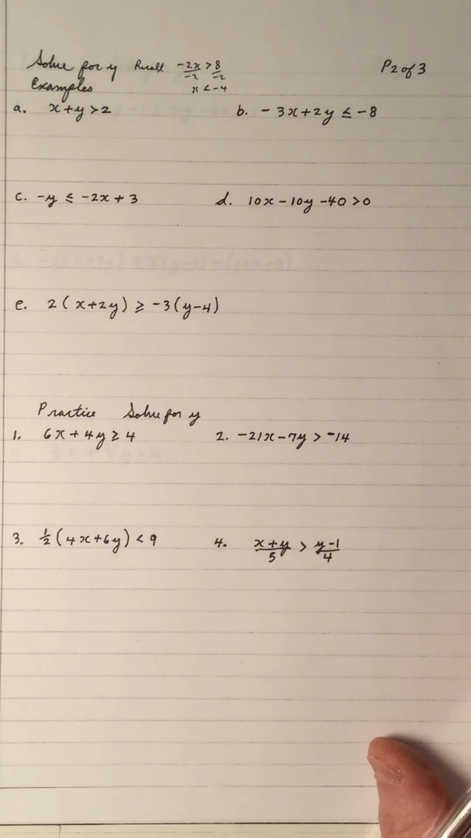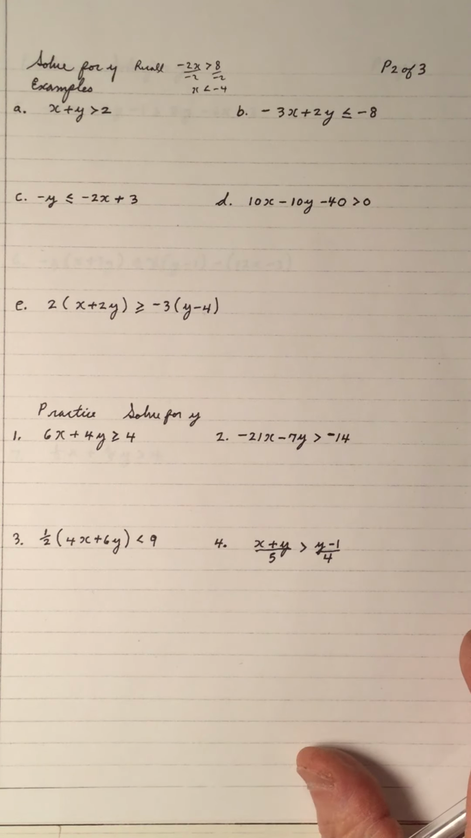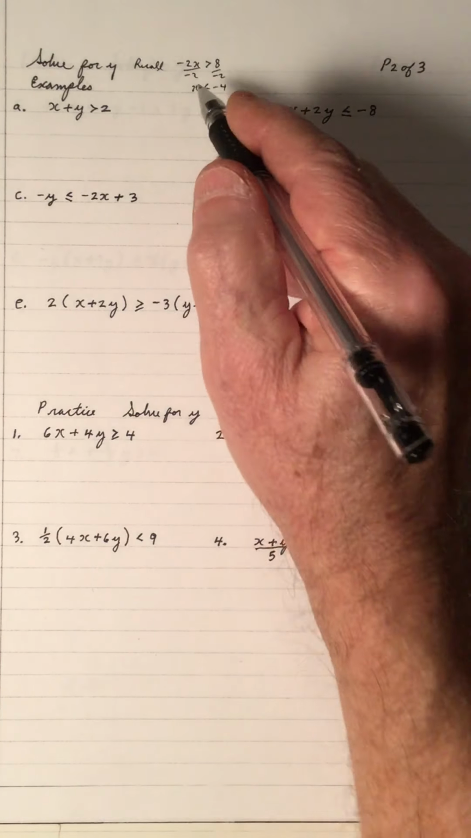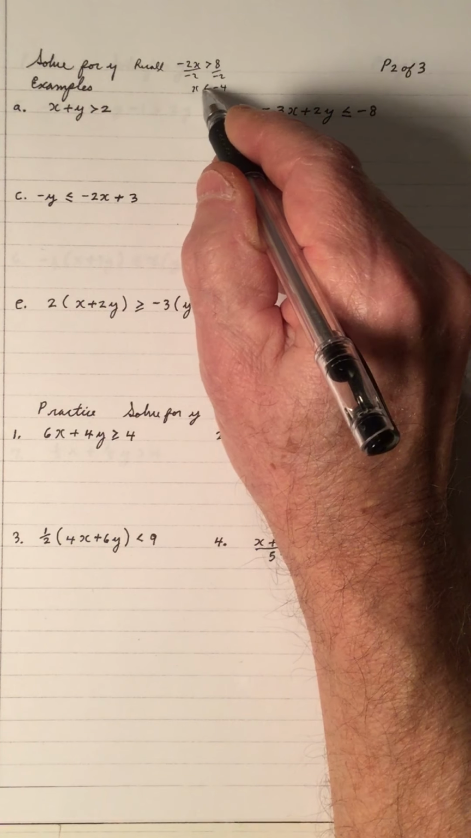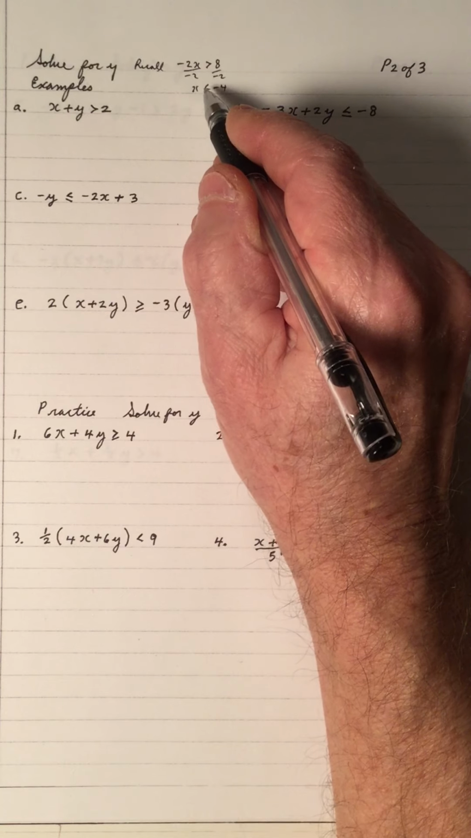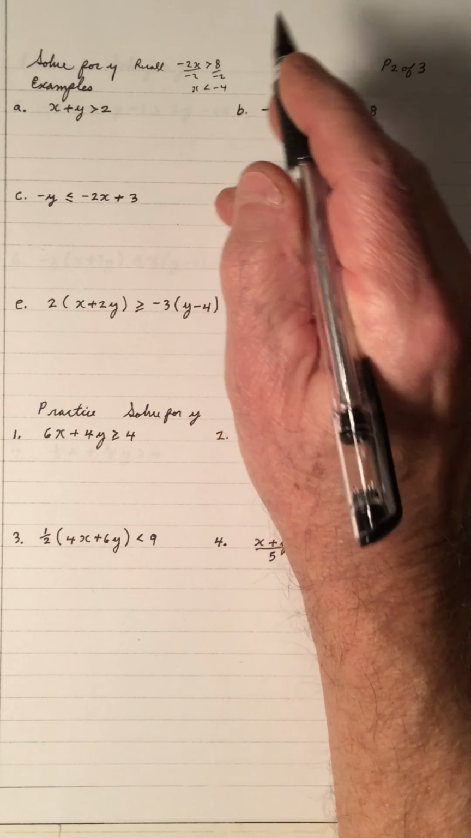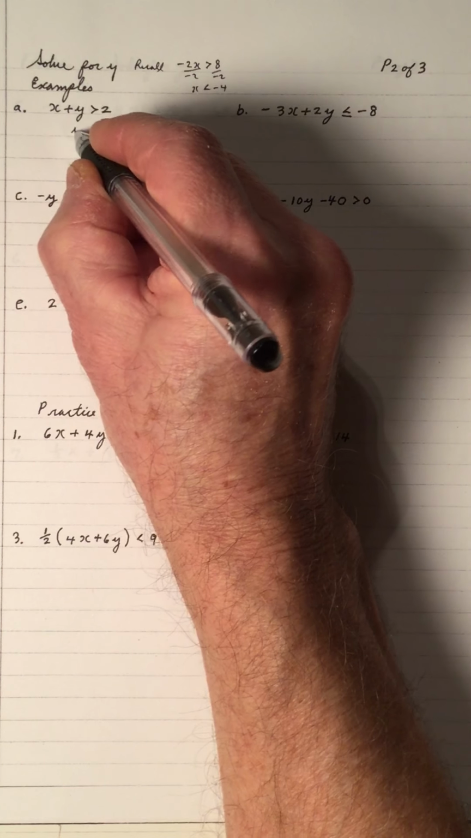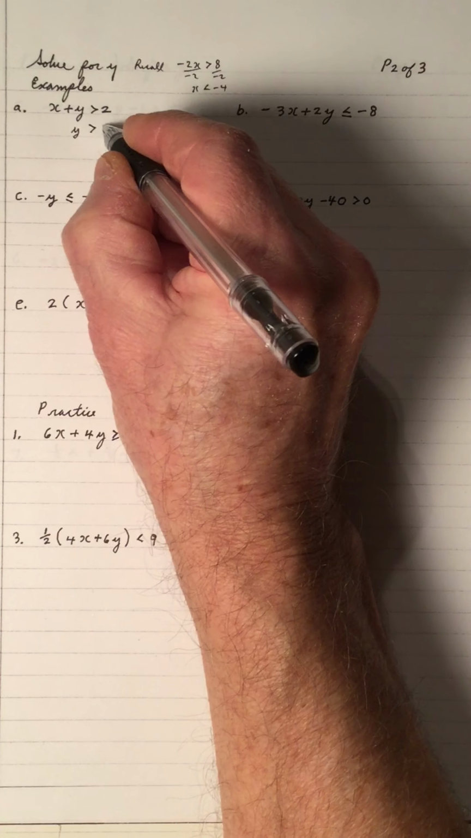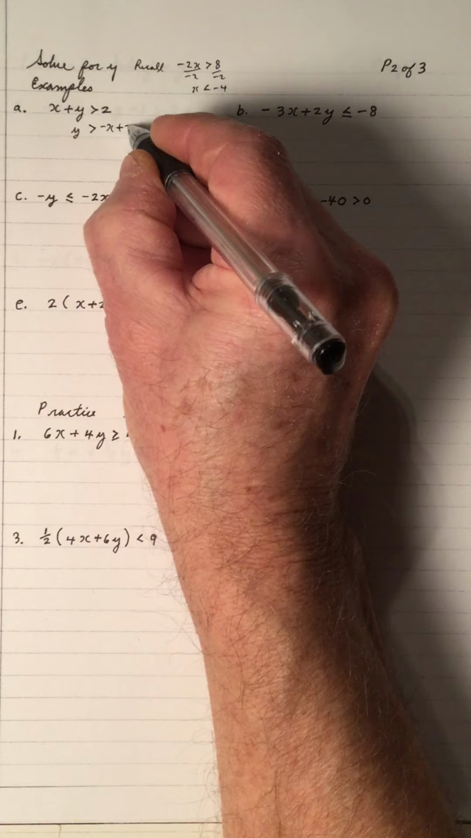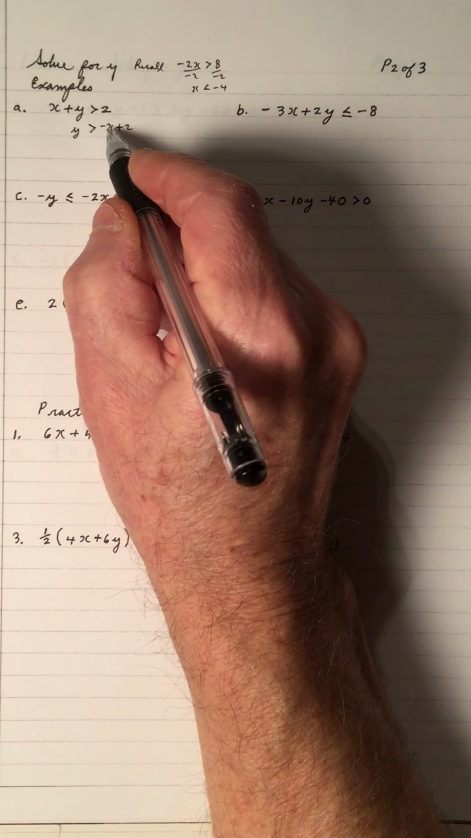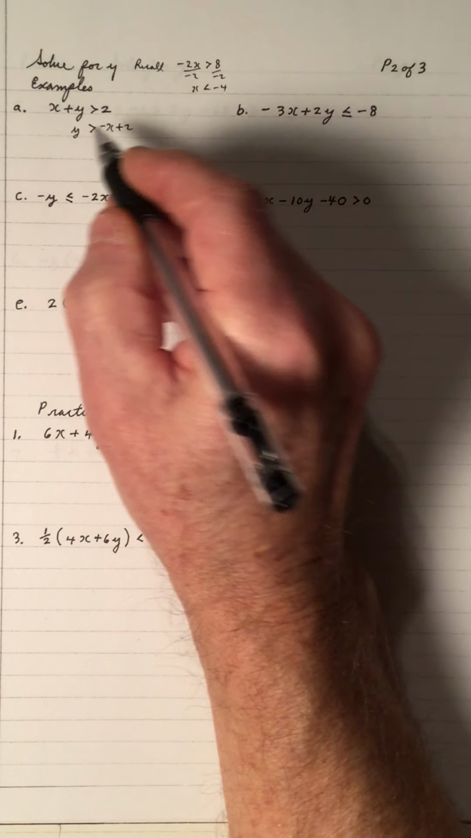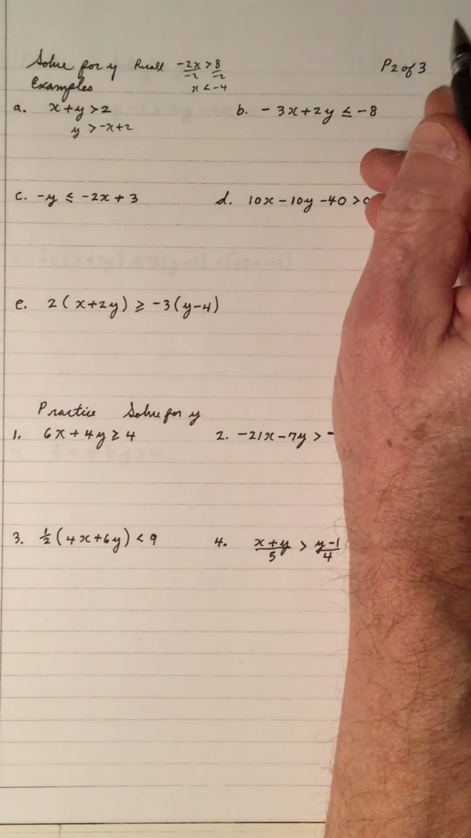The same holds true when we solve these inequalities for y. When we divide in the last step by a negative number, the direction changes. So let's solve some of these for practice. So y is greater than negative x plus 2. The x goes over to the right side to become negative, and everything is perfect.